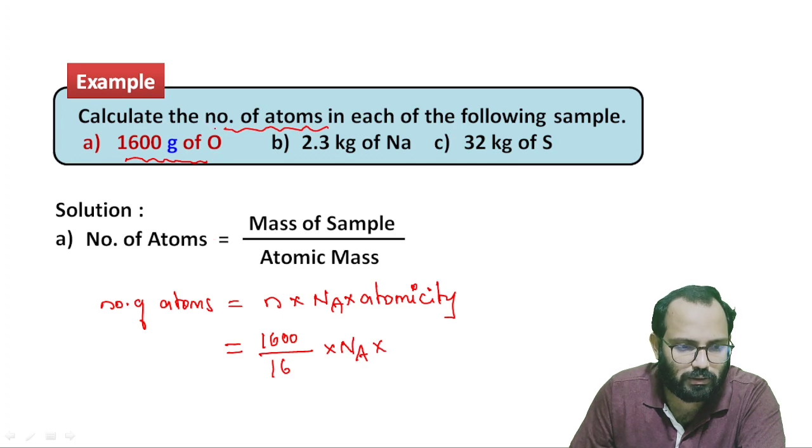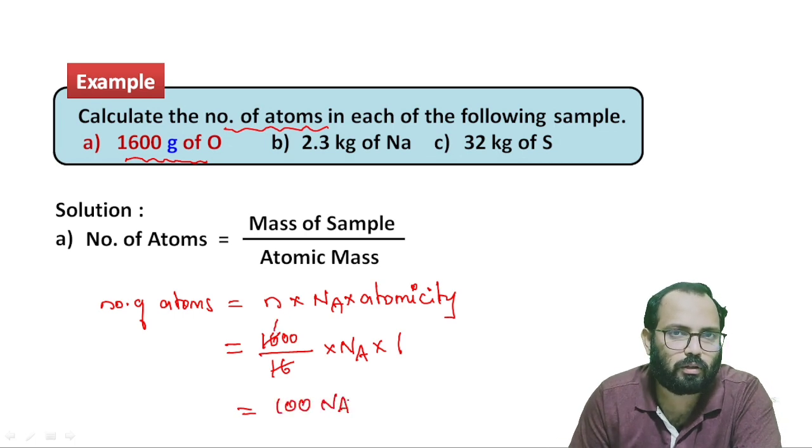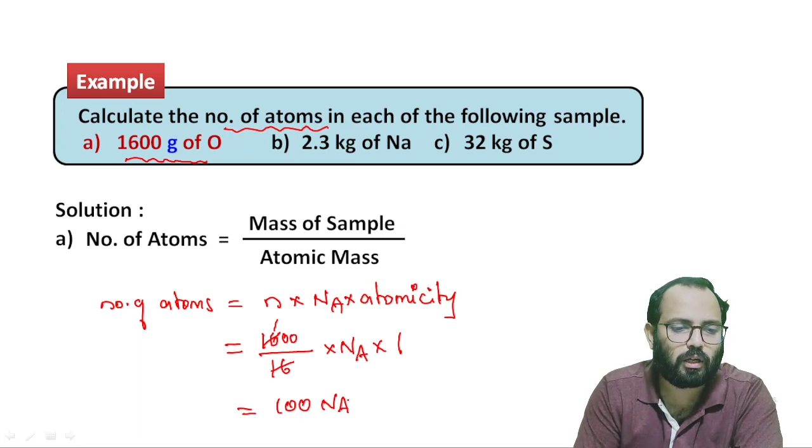Atomicity, this is single oxygen, so it's 1. What you are gonna get? You are gonna get the number of atoms as 100 Na. You got that? That is how you have to find out the number of atoms.